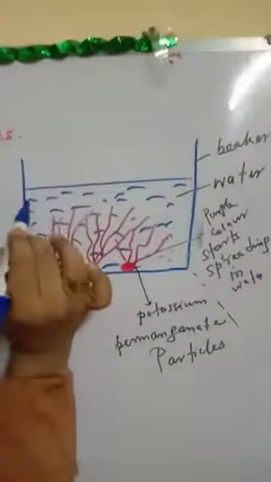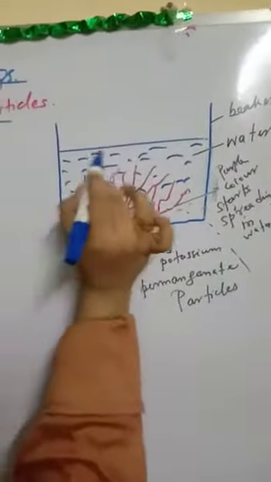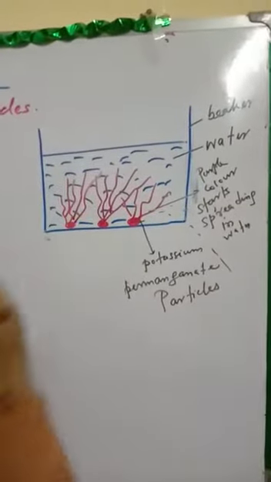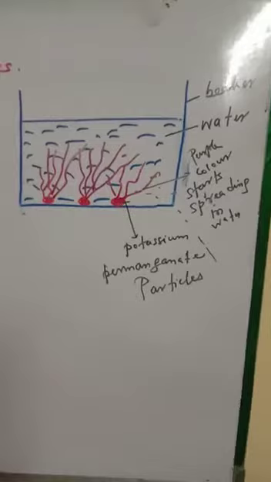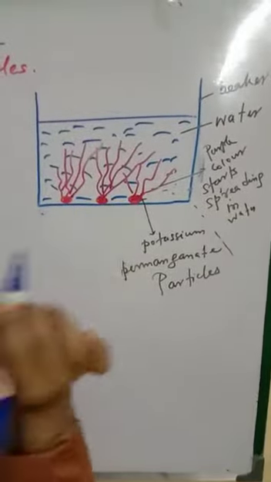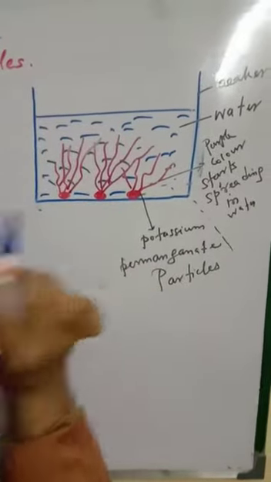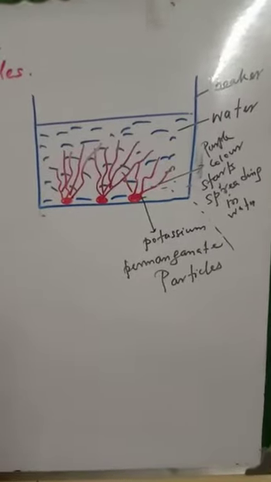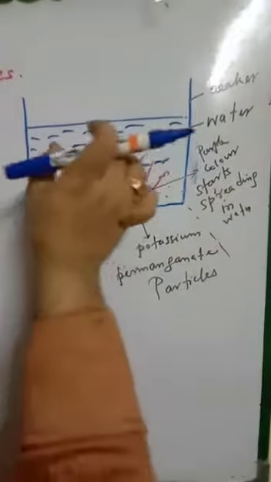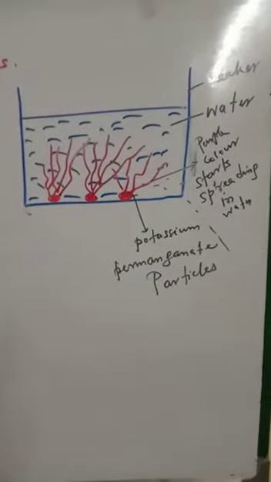In this beaker you see these blue dotted lines and this contour, it represents some water. So you have taken a beaker and put some water. Now in this beaker you see these red dots. These are actually potassium permanganate particles, which are violet black in color in reality. Now after you place this, what do you observe?